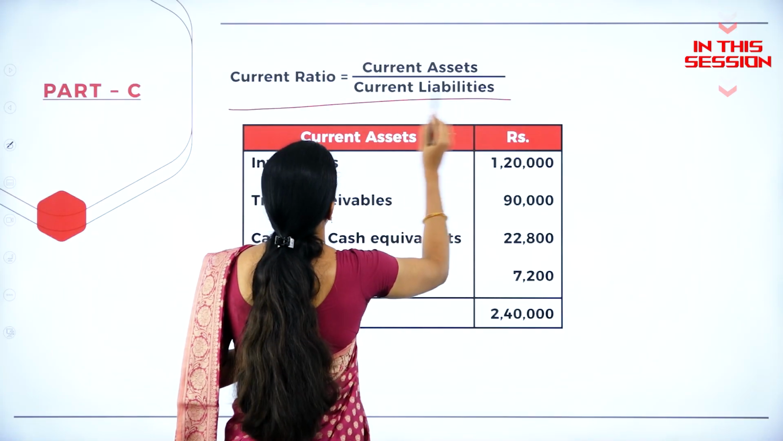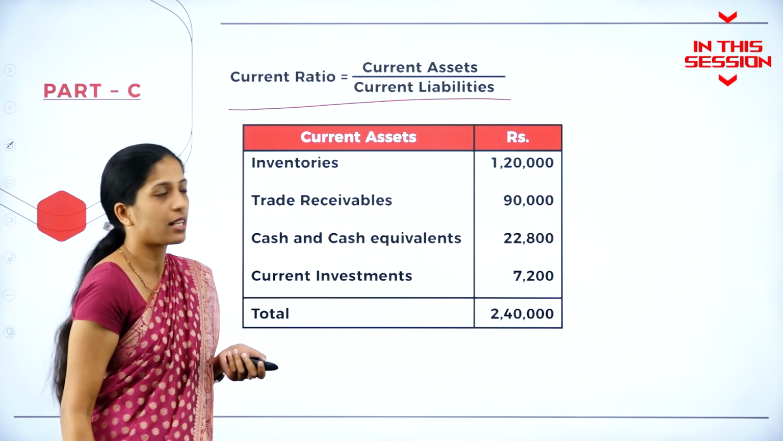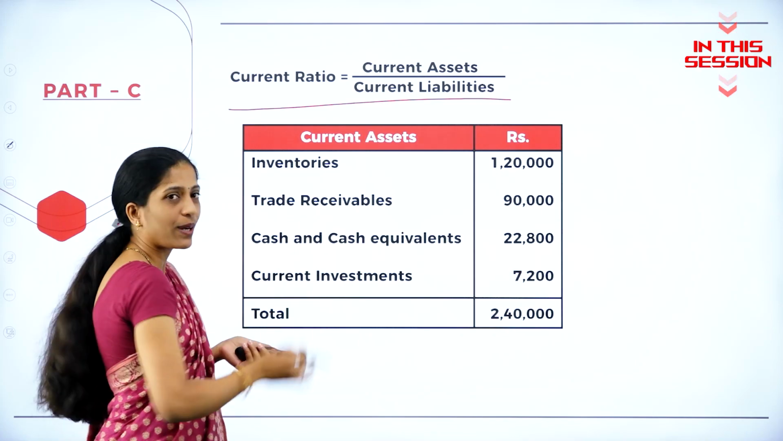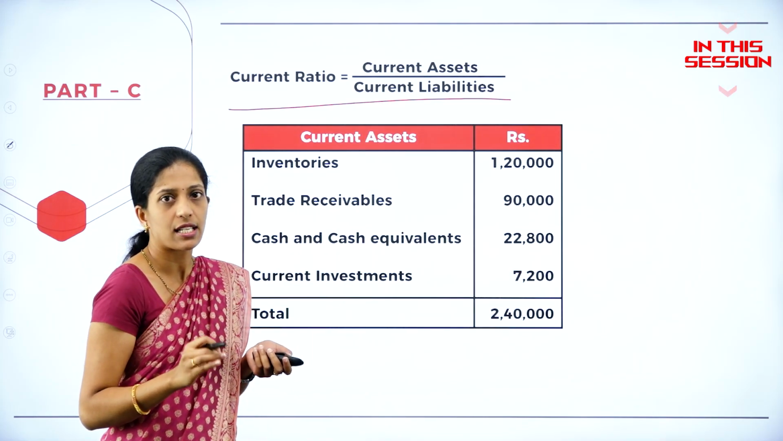First, we shall calculate current ratio. Formula is current ratio is equal to current assets divided by current liability. So, directly you can't write what is the total of current asset, we have to show.